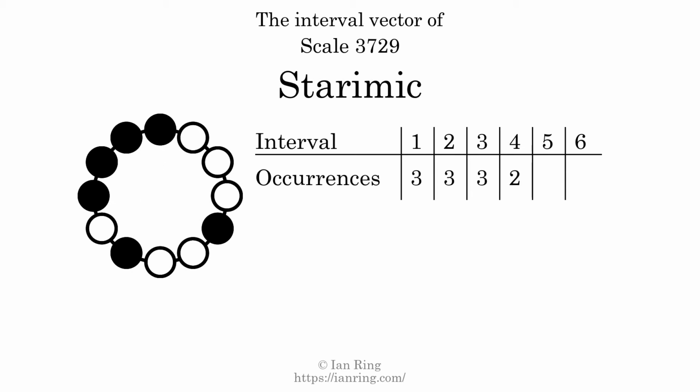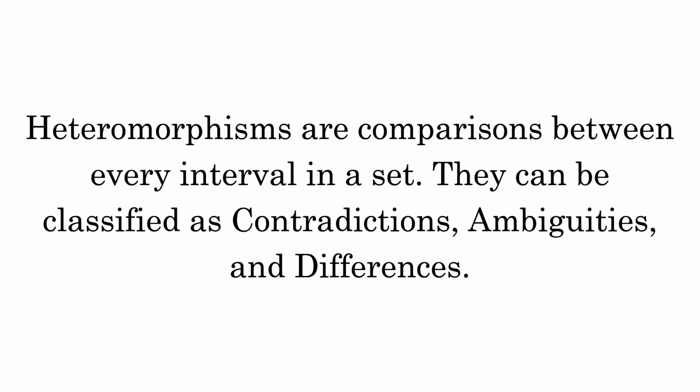There are 2 intervals with the size of 4 semitones. They are here, and here. There are 3 intervals with the size of 5 semitones. They are here, here, and here. There is 1 interval with a size of 6 semitones. It is here. Each interval does not appear in this scale a unique number of times, so this is not a deep scale. Heteromorphisms are comparisons between every interval in a set.